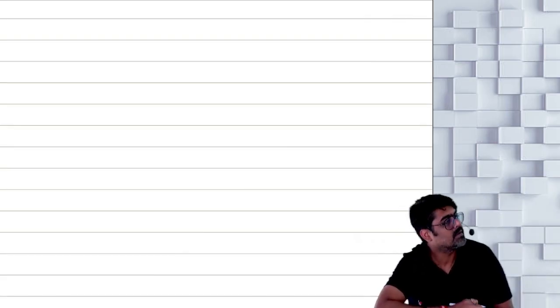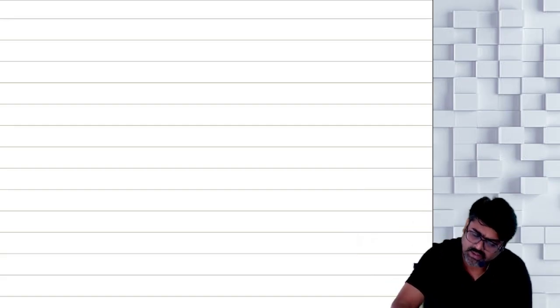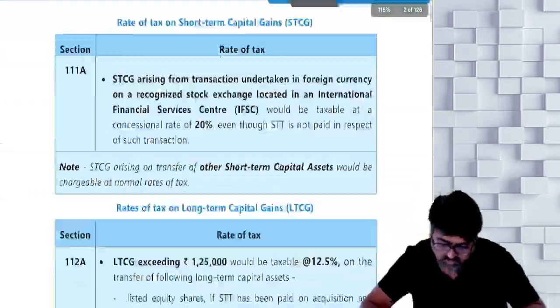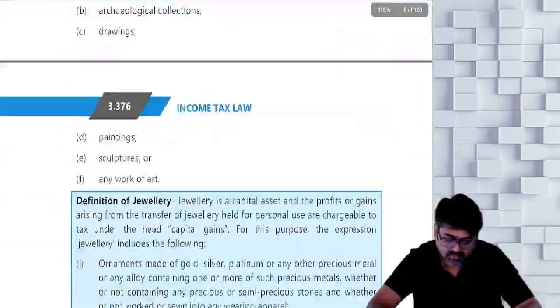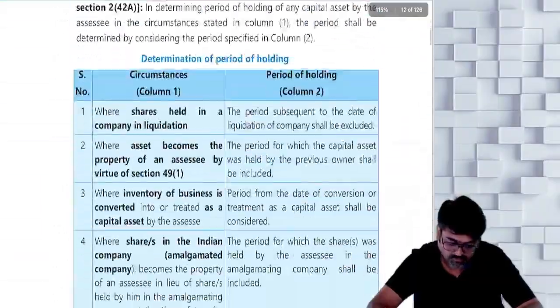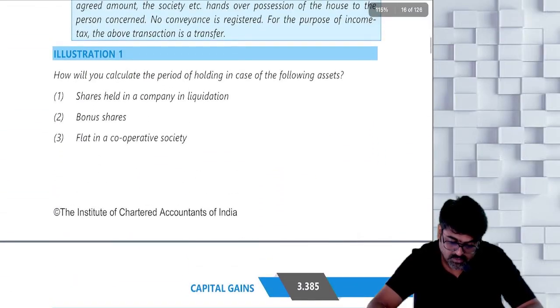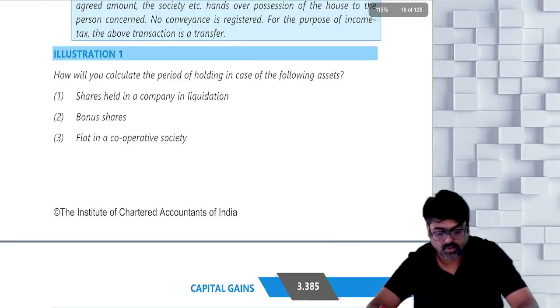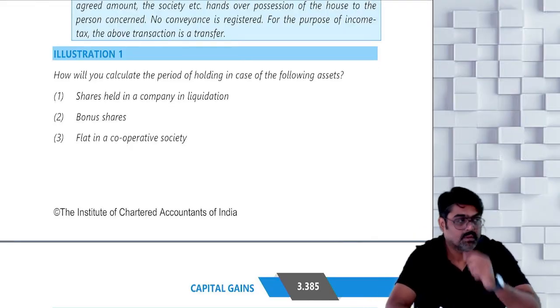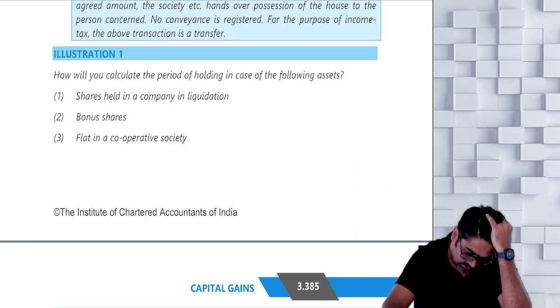Now, with this, the first part of the chapter is over. What is the first part? Basics. Basics over. Now, let's try to see if any questions from the ICAI study material we can solve. Illustration number 1. What is this illustration? How will you calculate the period of holding in case of the following assets?